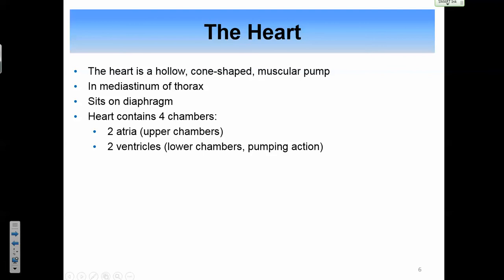So if we look at it, it's located in the mediastinum, which is in between your lungs. It sits on top of your diaphragm, and it has 4 chambers in it. The 2 at the top are called the atria. So you have a right atrium and a left atrium, and then the 2 at the bottom are the ventricles. You have a right ventricle and a left ventricle.